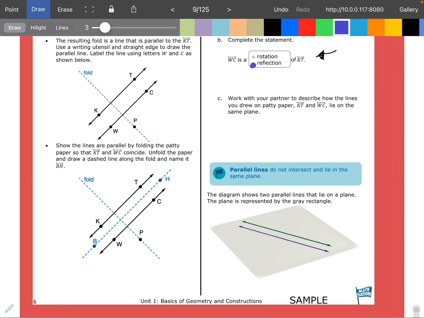C says work with your partner to describe how the lines you drew on patty paper, the line KT and line WC, lie on the same plane. Well, if you think of your patty paper as a plane, you can see that you have those two parallel lines on there. So if you were able to draw the two parallel lines on the piece of patty paper, that's the same thing as saying that those two lines can be on the same plane.